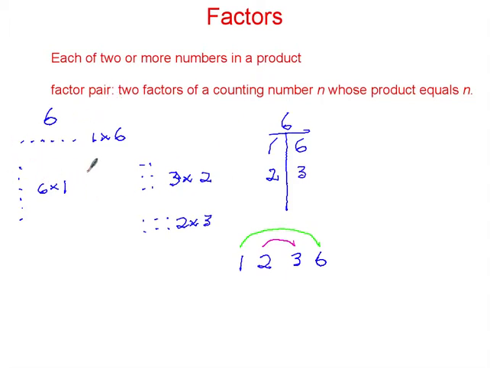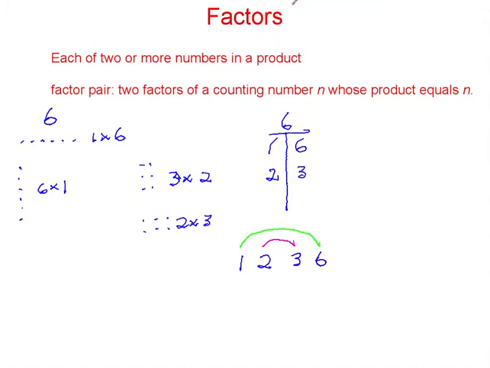Any way of doing this works. The rectangular arrays are the most time consuming. If you're not sure, this would be a good thing to do. If you're pretty sure, you could use one of these two methods. Like I said, the factor T is the one that I like to use the best, just because it's a little bit easier to write on your paper, a little bit easier to keep track of.